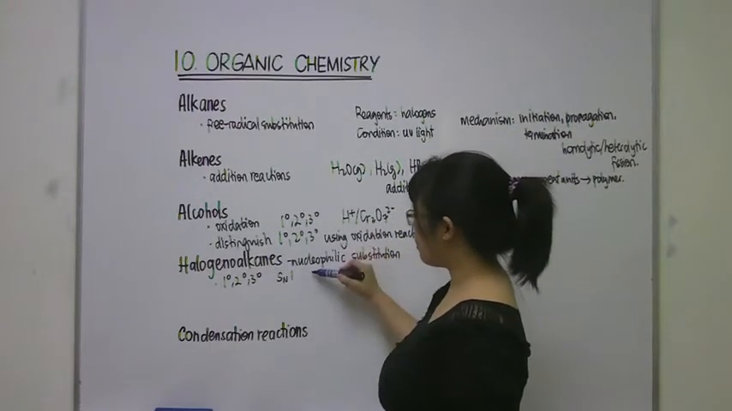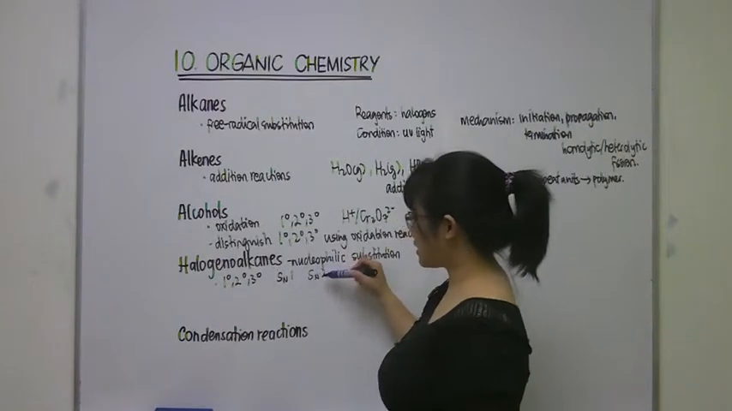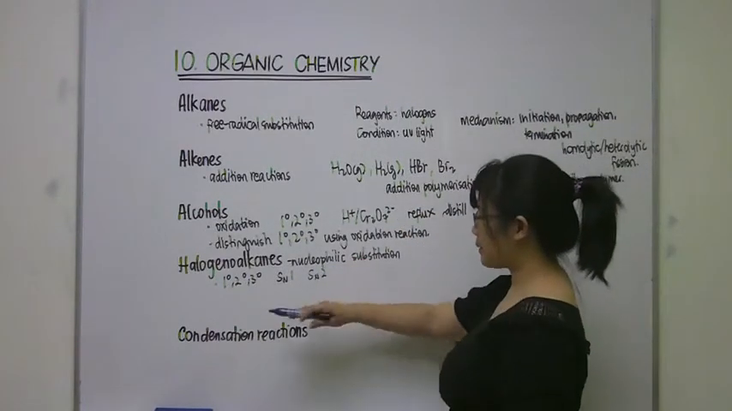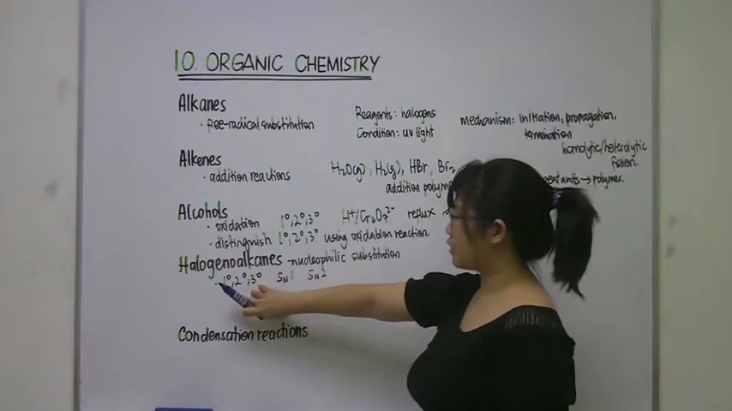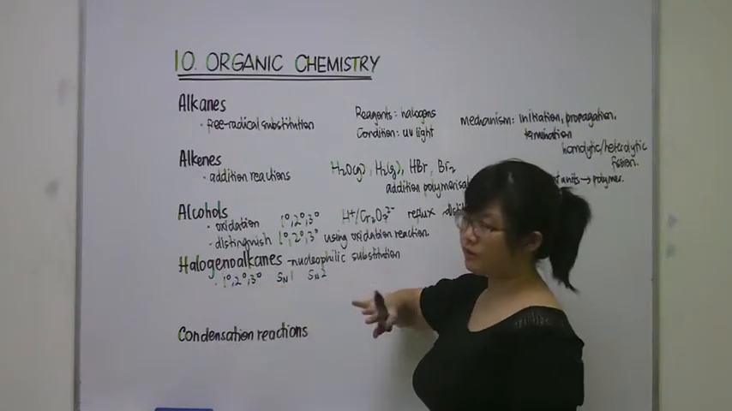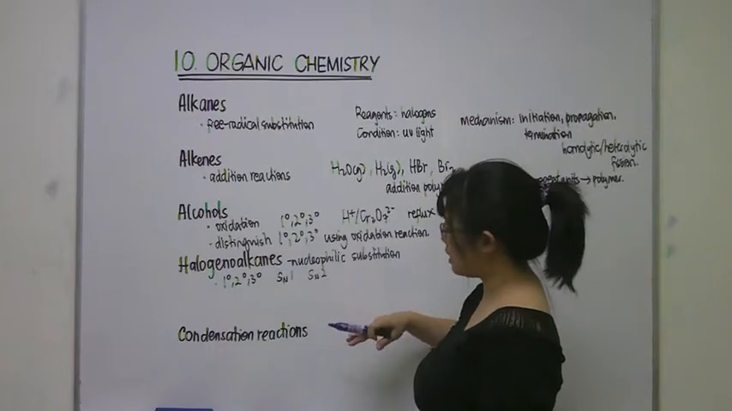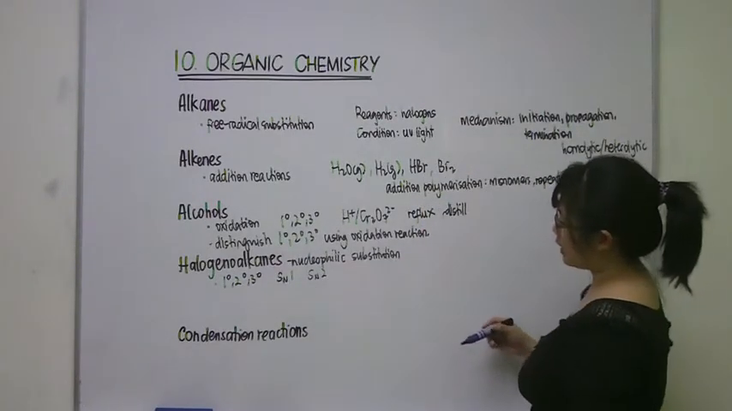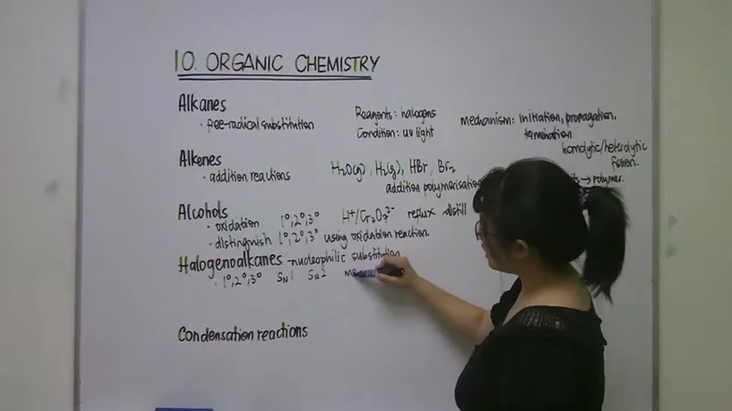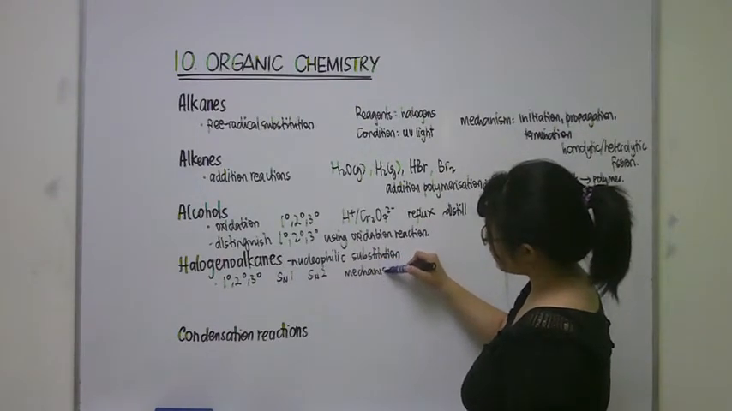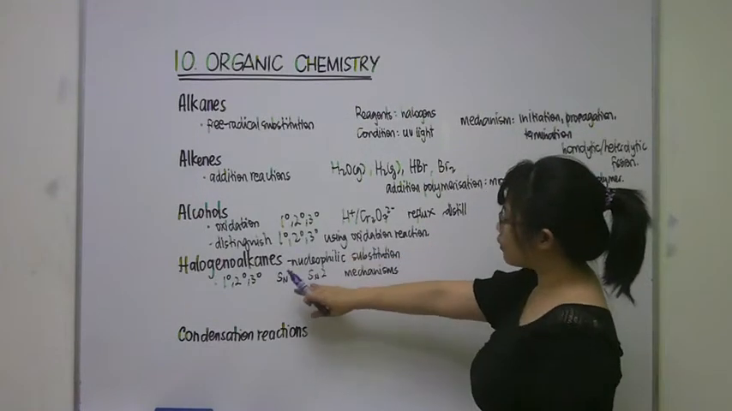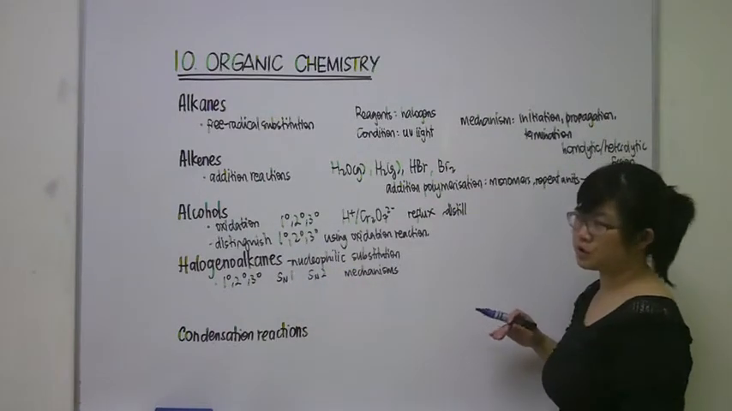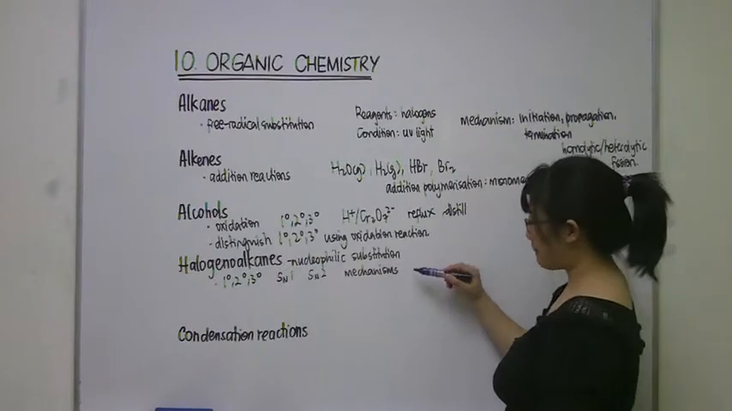Both mechanisms, SN1 and SN2, the students need to know. For example, SN1 is more favored for tertiary and secondary, and SN2 is more favored for primary and secondary. And most importantly, you need to know the mechanisms for both SN1 and SN2 nucleophilic substitution reactions. Okay.